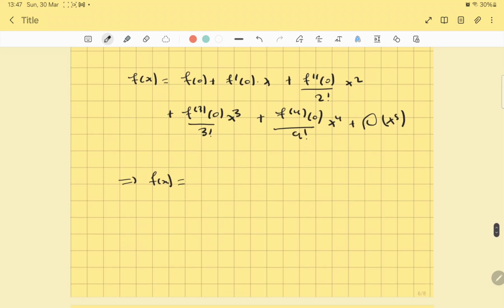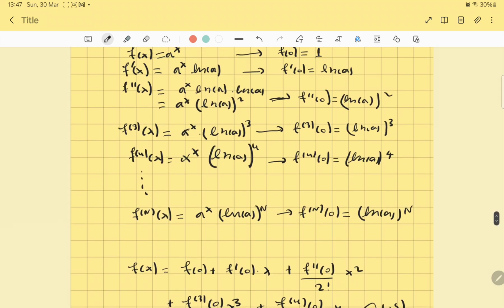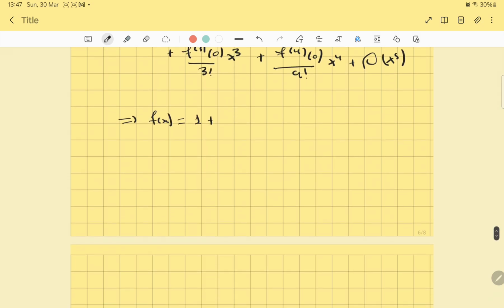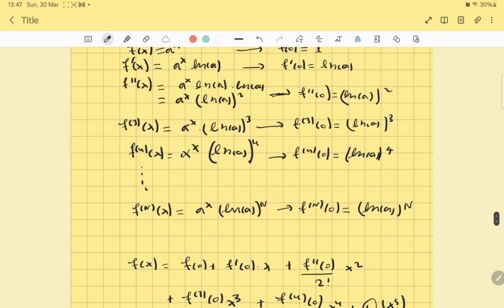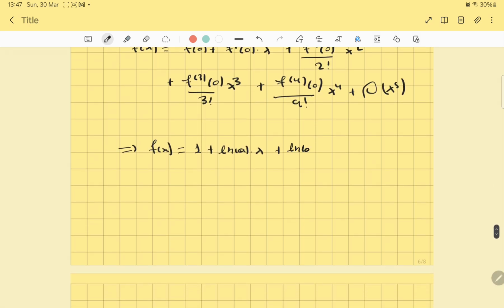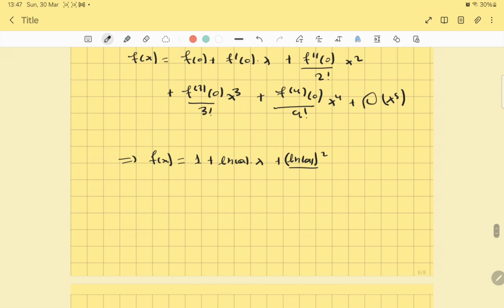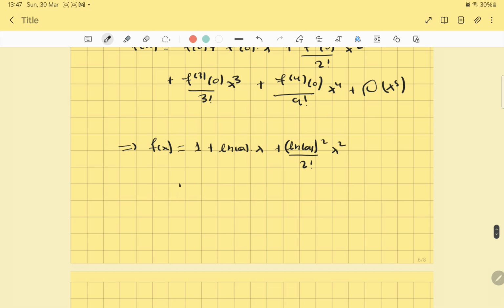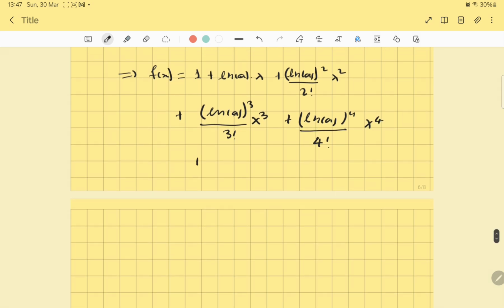The function evaluated at 0 is just 1, plus the first derivative term, ln a times x, plus the second derivative term, ln a squared over 2 factorial times x squared, plus ln a to the power of 3 over 3 factorial times x to the power of 3, plus ln a to the power of 4 over 4 factorial times x to the power of 4, plus ln a to the power of n over n factorial times x to the power of n.